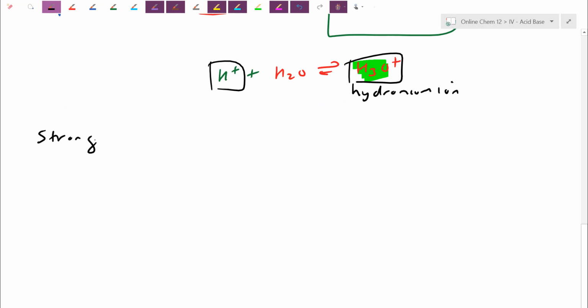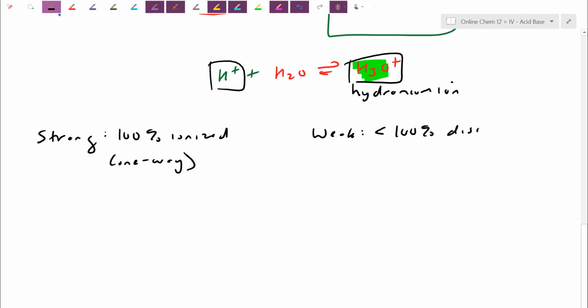How do we know which ones are equilibrium and which ones are strong? We're going to look at the acid or base strength. Strong actually refers to the degree of ionization. A strong acid is 100% ionized, 100% dissociated, 100% broken up. So in these cases we want a one-way arrow. These are definitely not going to form an equilibrium. Contrast that with something that's weak. Weak technically means something that's less than 100%. Even 99% dissociation or ionization would actually be weak.